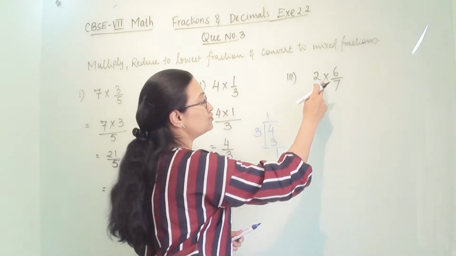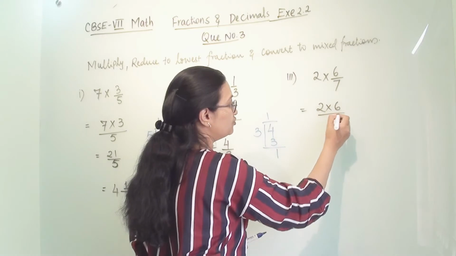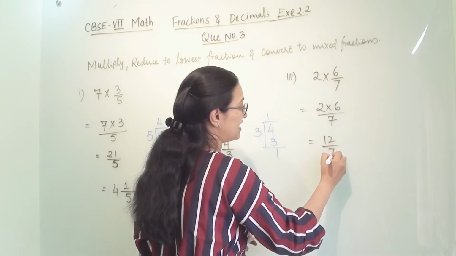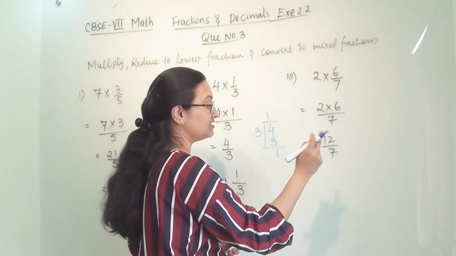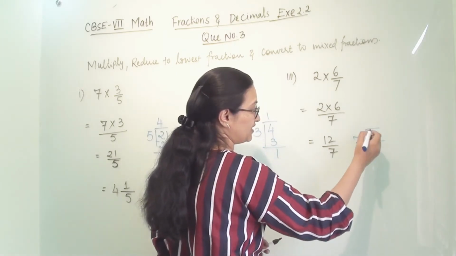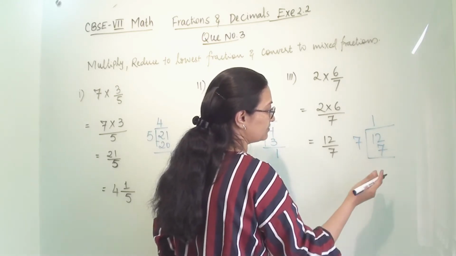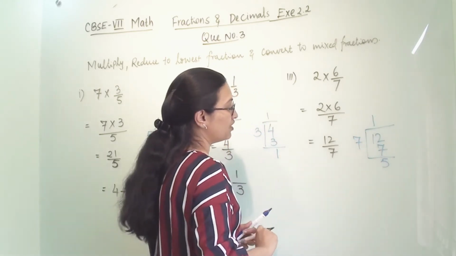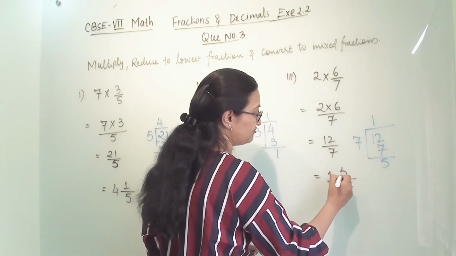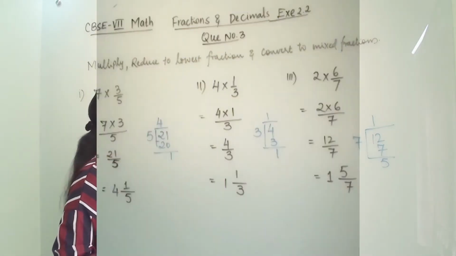Next is 2 6 by 7. 2 is a whole number, so we will multiply that with the numerator and the denominator will remain the same. So here we will get 12 by 7. Now again we have to convert this into a mixed fraction. So we will get 12 divided by 7. 7 ones are 7, we'll get here 5. So our answer here is 7 will remain in the denominator, 1 will come at the front and 5, the remainder, will come at the top. So 1 5 by 7 will be our answer.